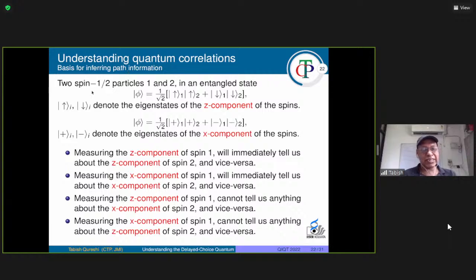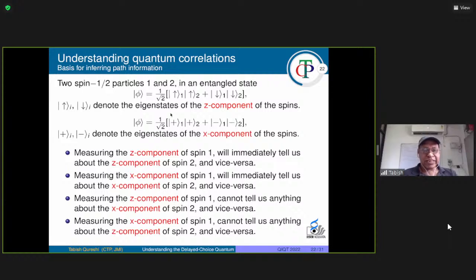So the reason basically comes from this entanglement. Consider just two spin-half particles, 1 and 2, which are entangled. Suppose the entangled state is like this: up for both particles plus down for both particles. Suppose these up and down states denote the eigenstates of the Z component of both the spins.